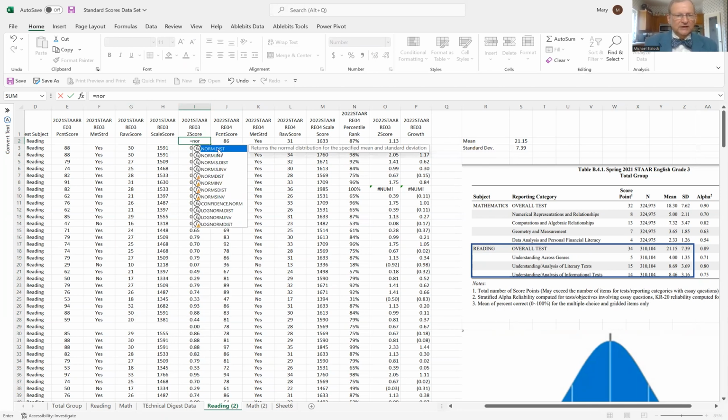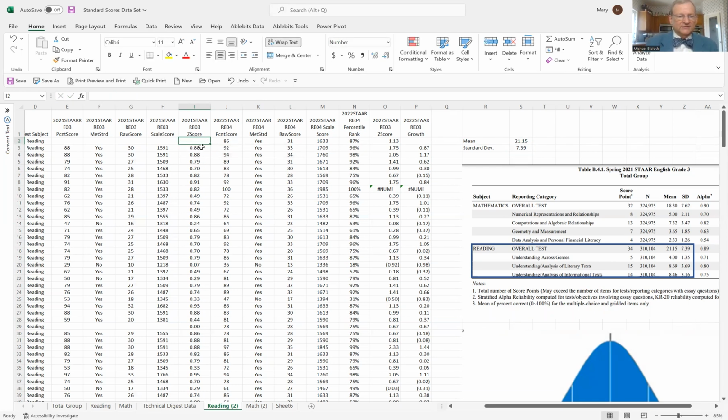And when we select that, then it gives us the additional parameters to add in. For our X, as I said, we're using the raw score, so I chose cell G2, then the mean after a comma would be 21.15, then comma, the standard deviation of 7.39, and then true for the cumulative. So since we already did that, I was able to make the plus sign on the corner of the cell and pull that all the way down so that we were able to copy that for all of the individuals that took the test.